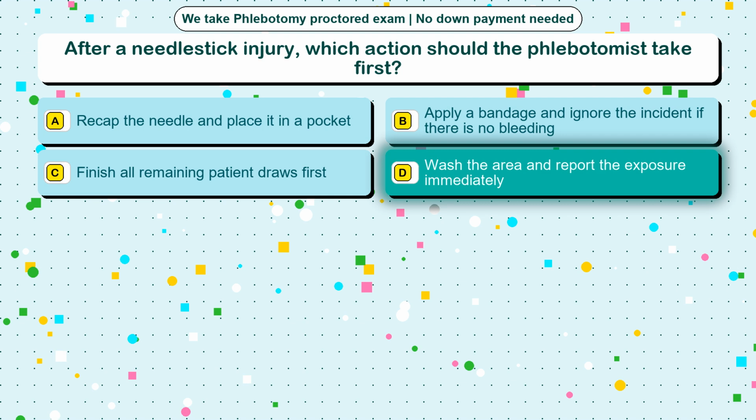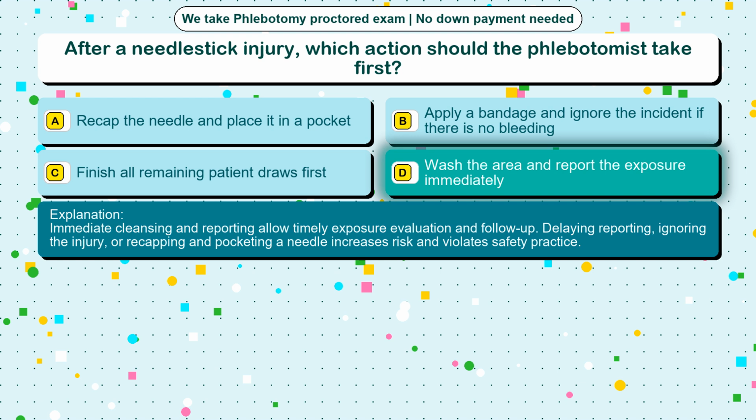The correct answer is option D, wash the area and report the exposure immediately. Immediate cleansing and reporting allow timely exposure evaluation and follow-up. Delaying reporting, ignoring the injury, or recapping and pocketing a needle increases risk and violates safety practice.